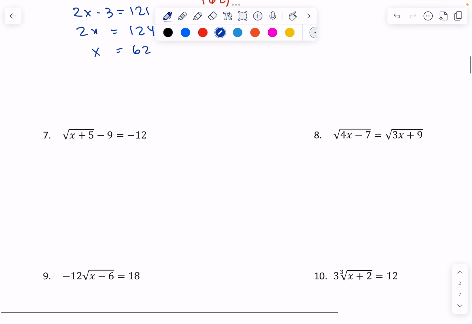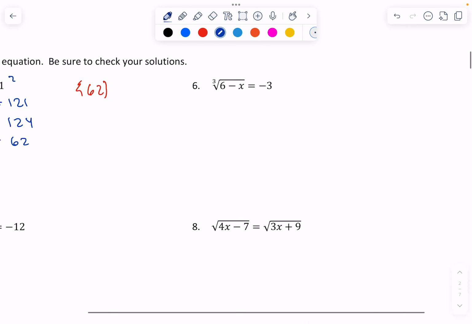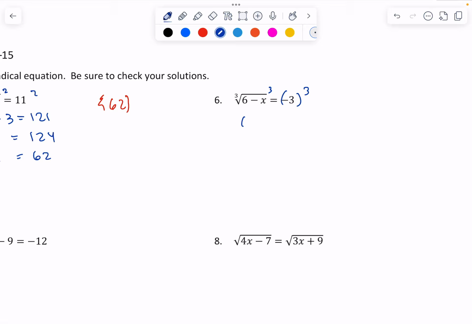Let me move to this side. Cube both sides. I'm going to do something else. I'm going to move x to this side, and I'm going to move 27 to that side. So I get x equals 33. That also works out when I plug it back into the original, so that's the solution to that equation.